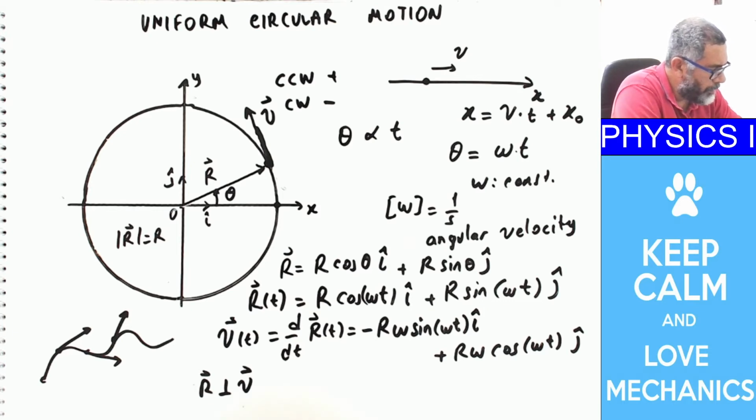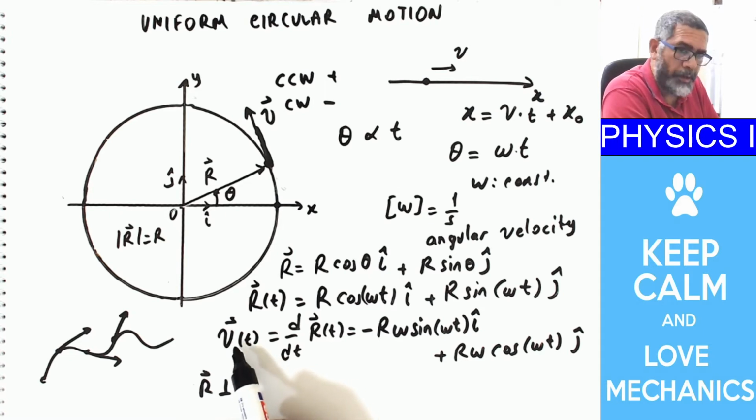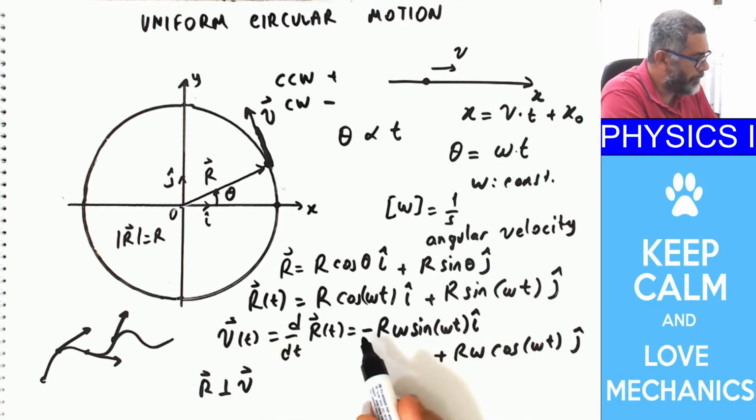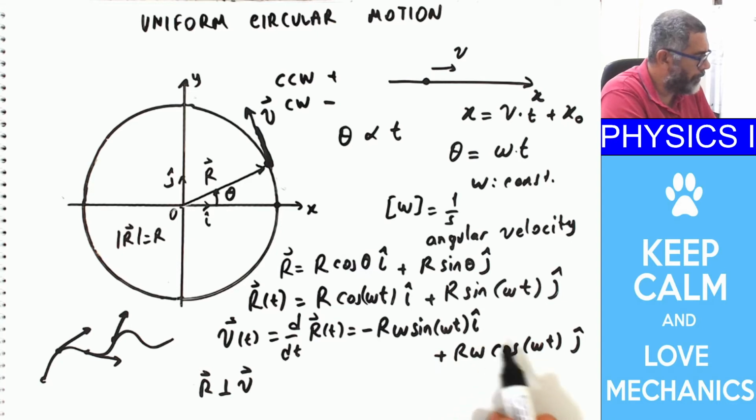In fact, the next question that you might ask yourself is, can we express the speed of this uniform circular motion? Can you find the speed of the uniform circular motion from this expression that you just got for the velocity in terms of the i's and j's, or unit vectors?